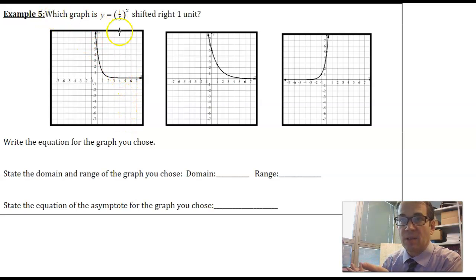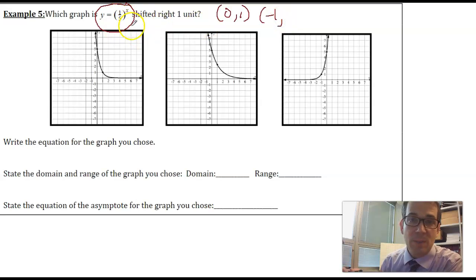Example 5 asks us which of these three graphs is the graph of y equals (1/5)^x shifted 1 unit to the right. To approach this problem, we're going to look at those key points from yesterday. The normal graph, if it wasn't shifted at all, would go through the points (0, 1). And because this is decay, I would look for a negative 1 x value and take the reciprocal of that base being 5.